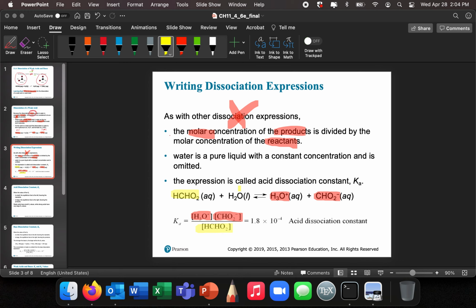Now, water is a reactant. However, since water is a pure liquid with a constant concentration, it's omitted. In other words, we don't put the H2O down here. You get that? We don't put the concentration of H2O here. And the way that you know that is because it says pure liquid, right? So you'll get used to this, but for now, let me just tell you, we do not put the concentration of water down there, all right?